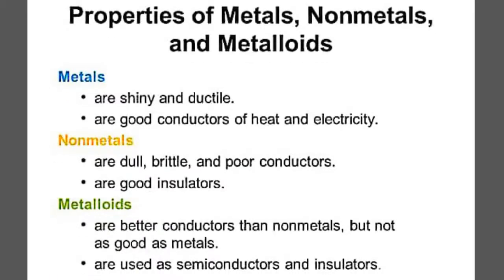On your screens, you can see a few of the general physical properties of metals, non-metals, and metalloids, which have been discussed earlier. Metals are generally shiny, ductile as well as malleable. You can add on over here: they are good conductors of heat and electricity too. Similarly, non-metals are dull, brittle, and poor conductors, and at the same time, they are good insulators.